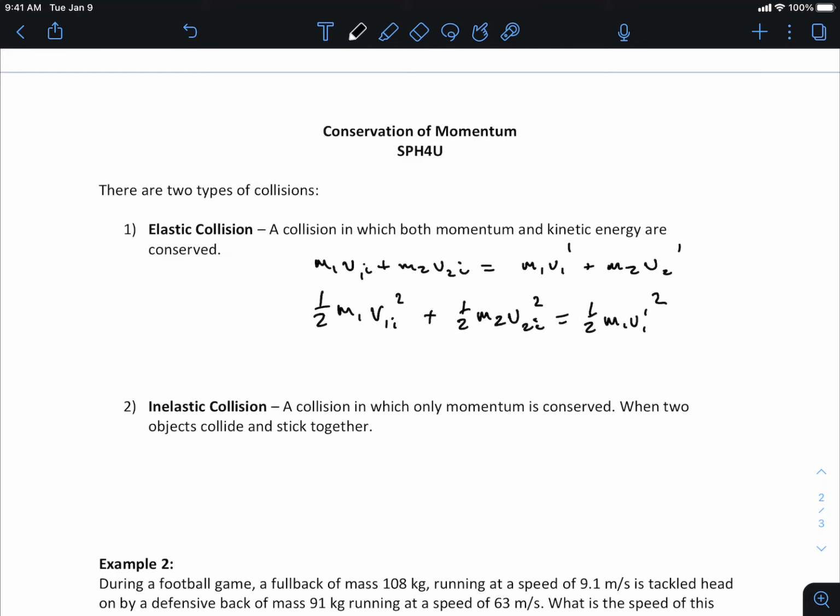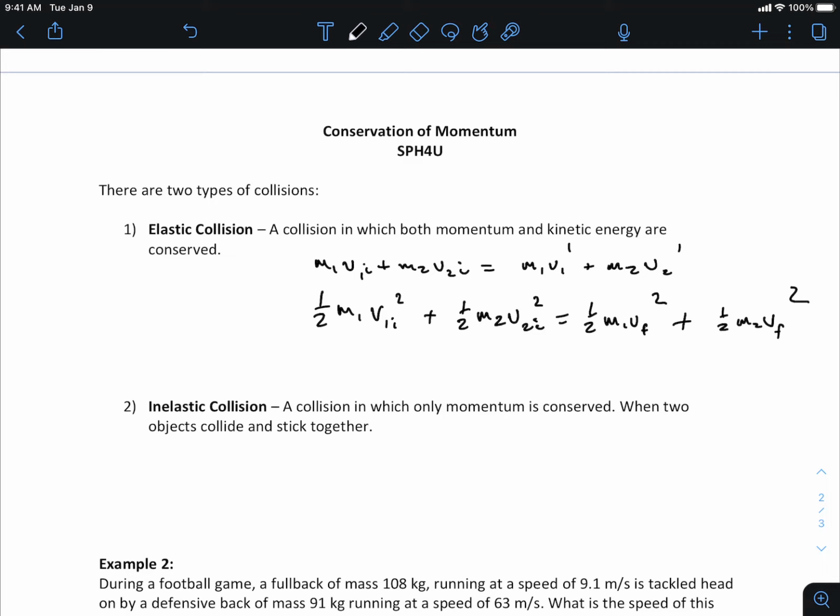This is what I was talking about yesterday, with these primes and squared sticking in there. Not the best system, but then we can also add the 1/2 M2 V2 prime squared. Try to make those squared a little bit bigger so we can see. You can also put a little f in there for final instead of the primes, which is a little more helpful too. So we get the conservation of kinetic energy, and also the conservation of momentum, for elastic collisions.